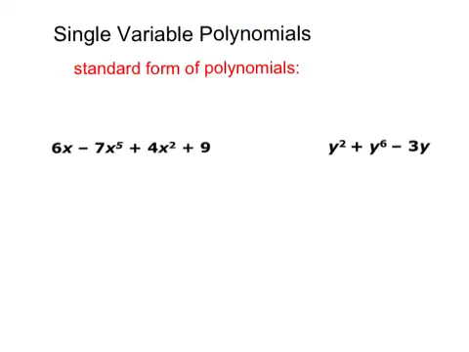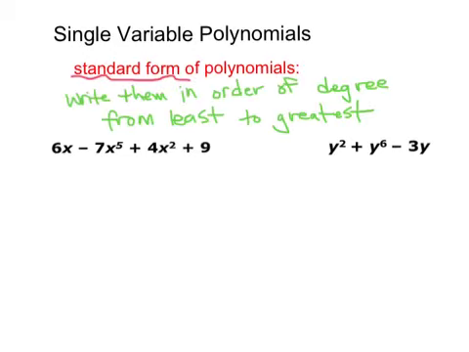The next thing that we run into is that we have to organize all these polynomials. And the way that we organize these polynomials is what we call standard form. The standard form of polynomials is when we write them in order of degree from least to greatest. So what we basically need to find out first is the degrees of each term, and order them from least to greatest.